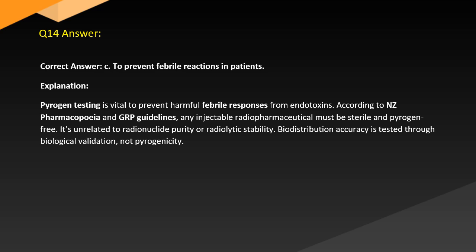Answer. Correct answer: C. To prevent febrile reactions in patients. Explanation. Pyrogen testing is vital to prevent harmful febrile responses from endotoxins. According to NZ Pharmacopoeia GRP guidelines, any injectable radiopharmaceutical must be sterile and pyrogen-free. It's unrelated to radionuclide purity or radiolytic stability. Biodistribution accuracy is tested through biological validation. Pyrogenicity.